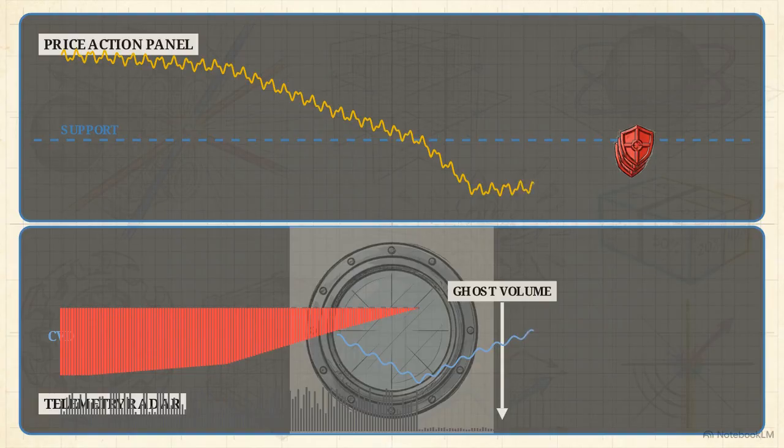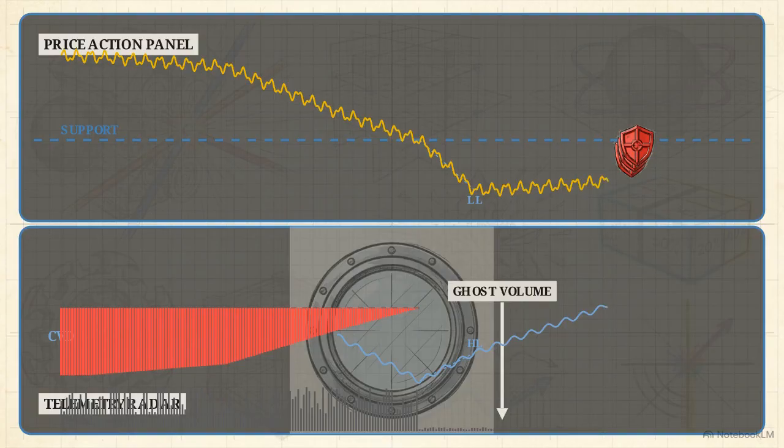We confirm the trap by tracking CVD absorption. While the top panel shows price making a lower low, the cumulative volume delta on the bottom panel prints a higher low. Massive institutional iceberg orders are sitting at the bottom wick, quietly absorbing every single retail stop loss without letting the real delta drop.